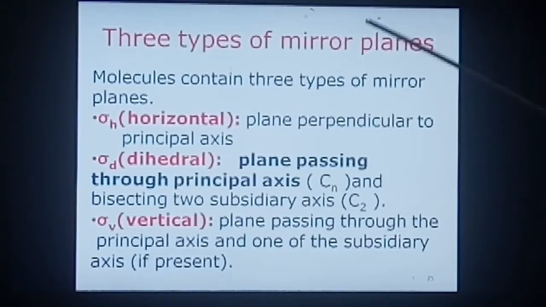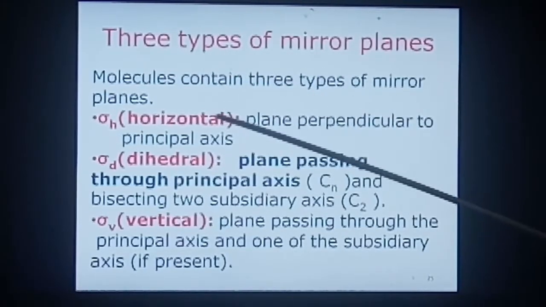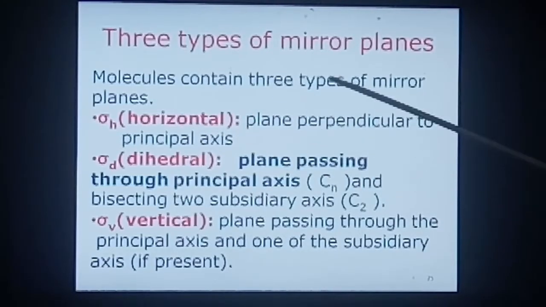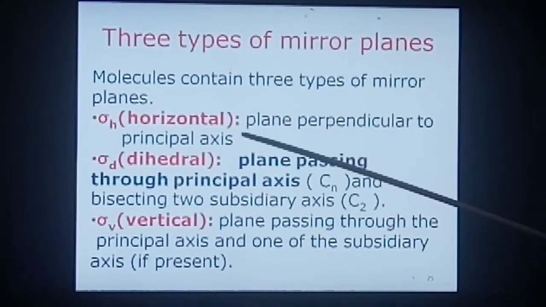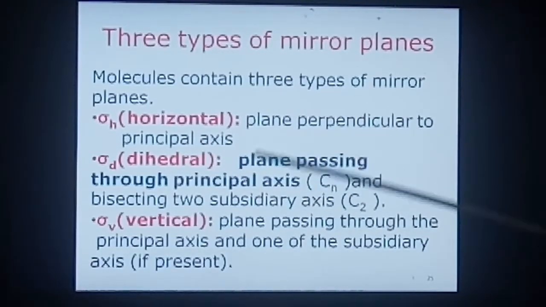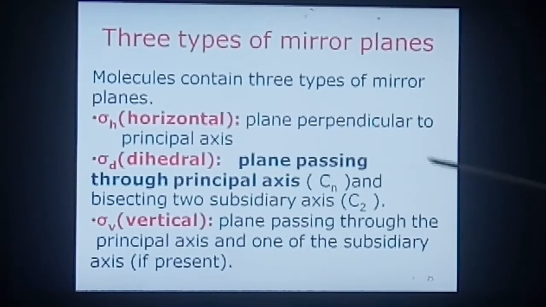Molecules contain three types of mirror planes. Sigma H, that is horizontal: a plane perpendicular to the principal axis. Sigma D, dihedral: a plane passing through the principal axis Cn and bisecting two subsidiary C2 axes. Sigma V, that is vertical: a plane passing through the principal axis and one of the subsidiary axes, if present.